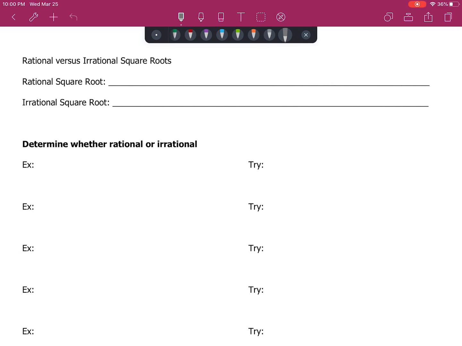So the difference between a rational versus an irrational square root: the rational square root is a result of the square root of a perfect square. So it's the square root of a perfect square.